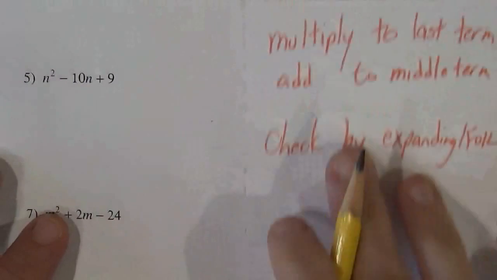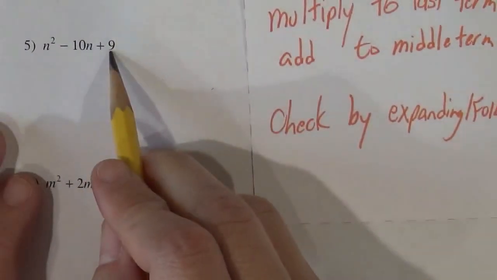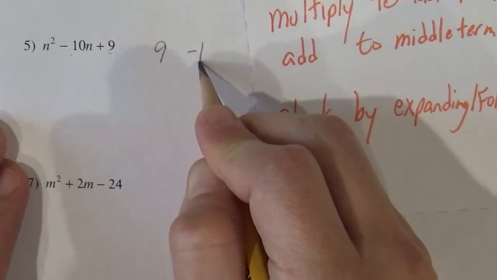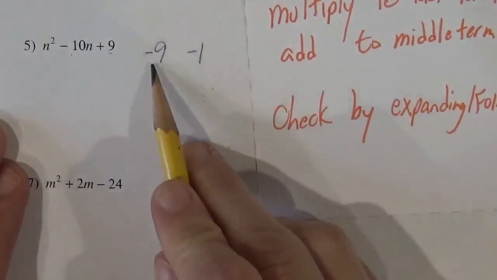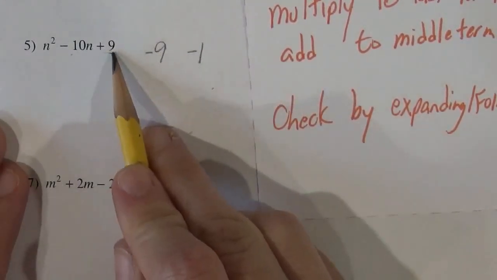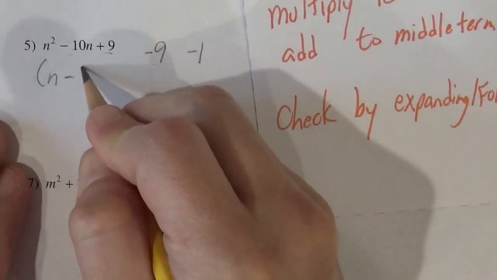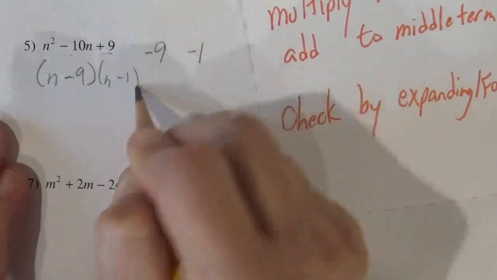We do it again. So multiply to make 9, add to negative 10. I'm thinking a negative 9 and a negative 1. Negative 9 times negative 1 is positive 9. Negative 9 plus negative 1 is negative 10. So this will be n minus 9, n minus 1.